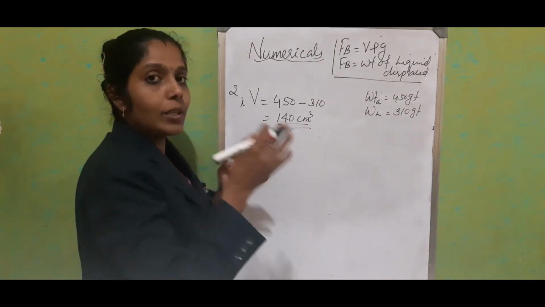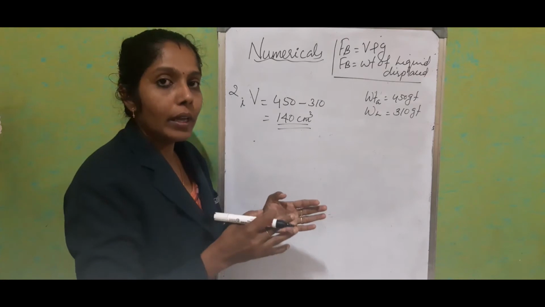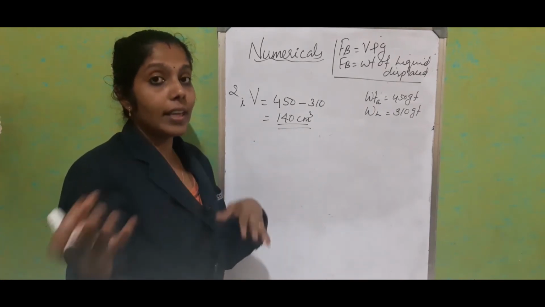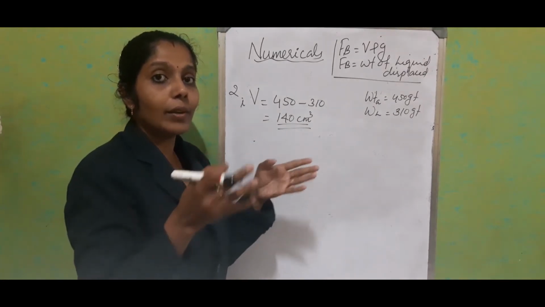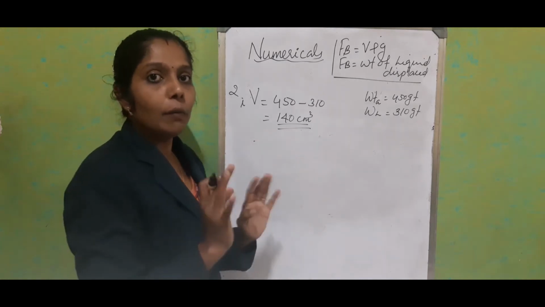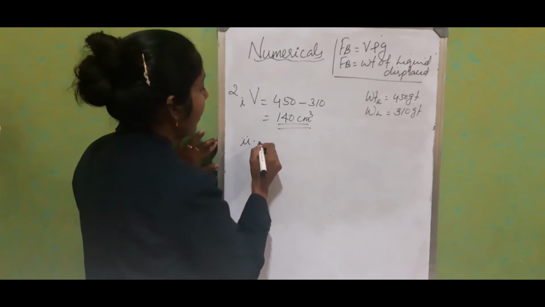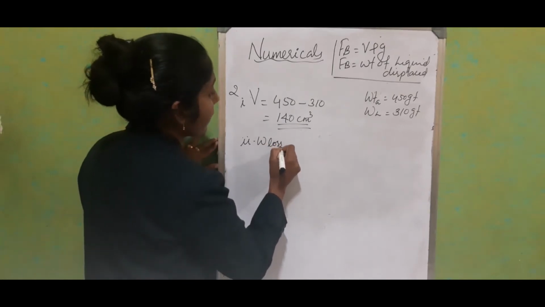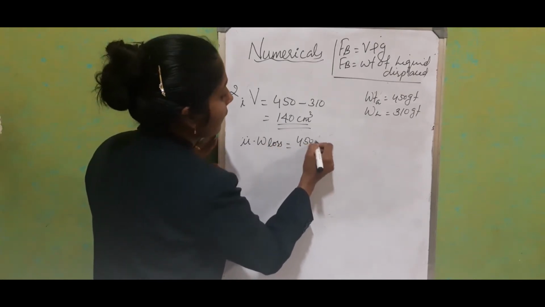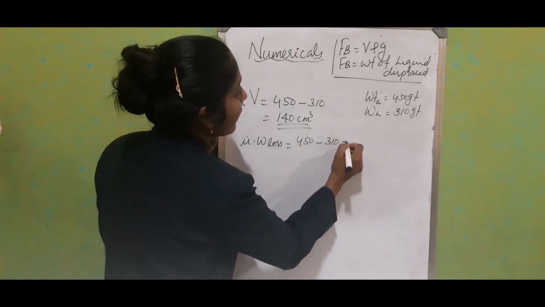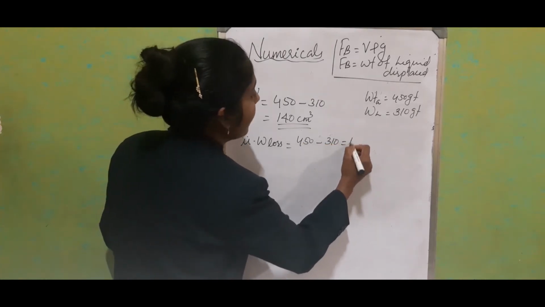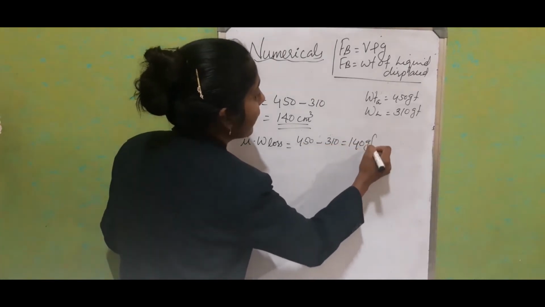Because the volume of the body inside the water is equal to the volume displaced, that is equivalent to the weight and volume. Now the second part, loss of weight. In the same way, weight loss is 450 minus 310, in gram force, so we get 140 gram force.